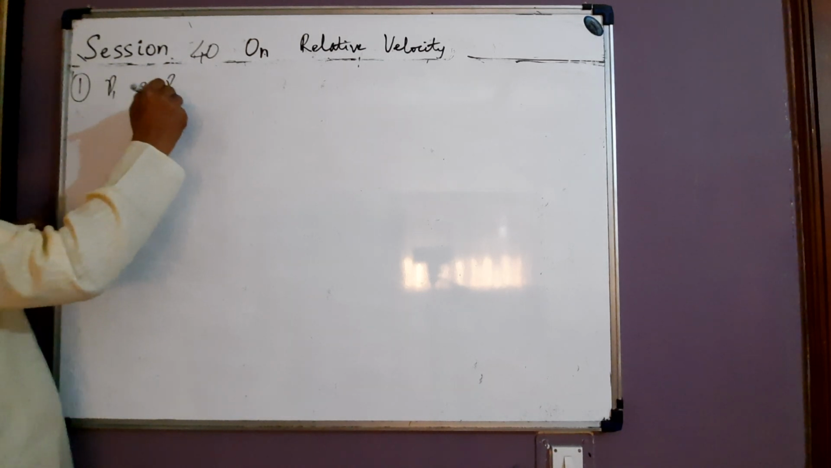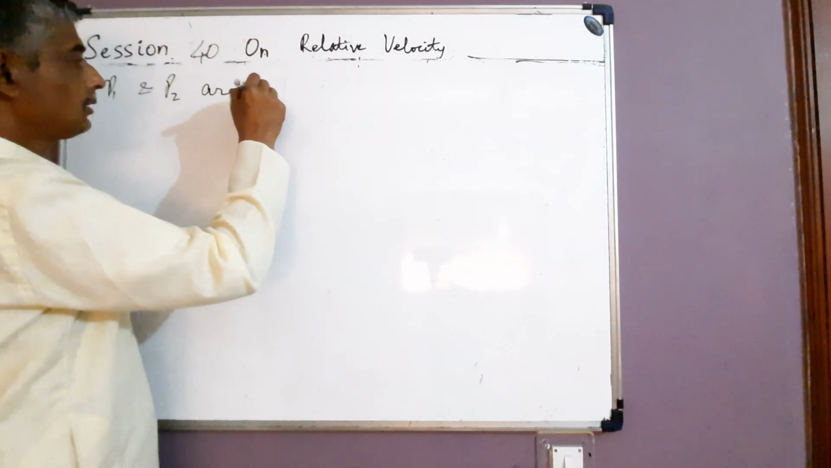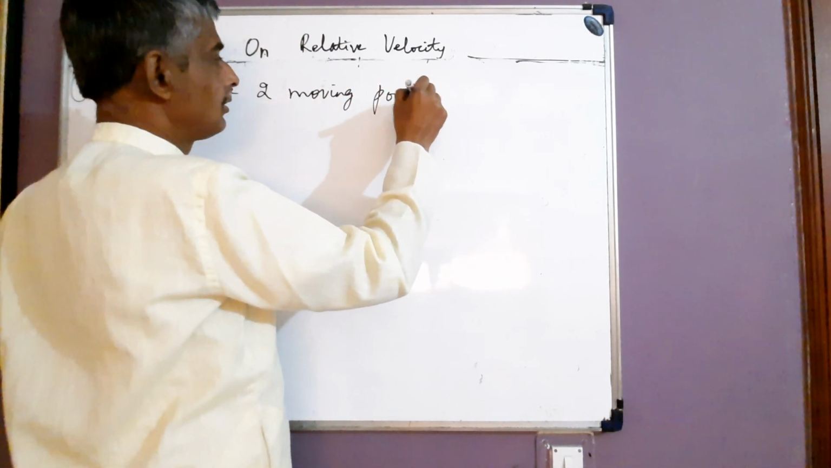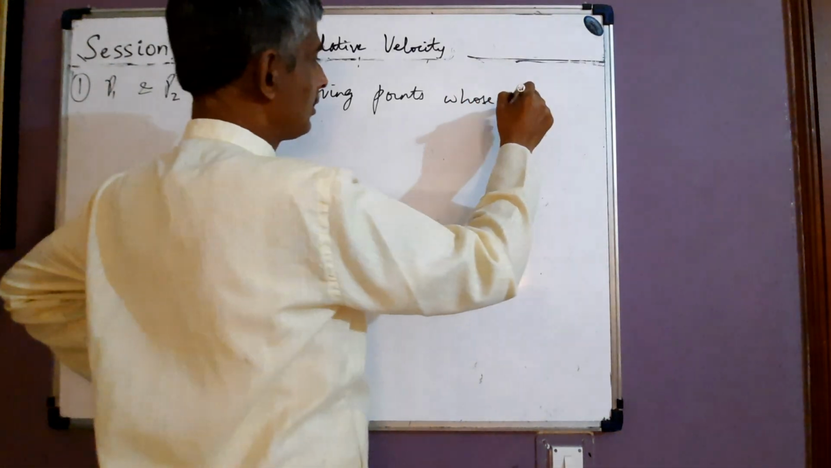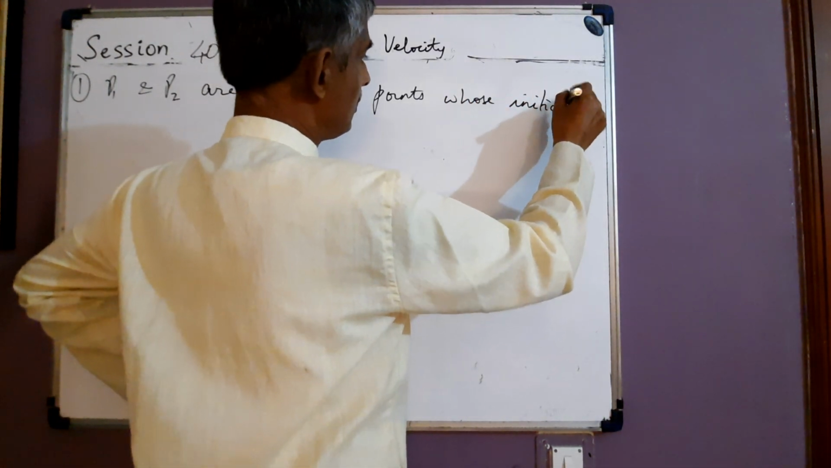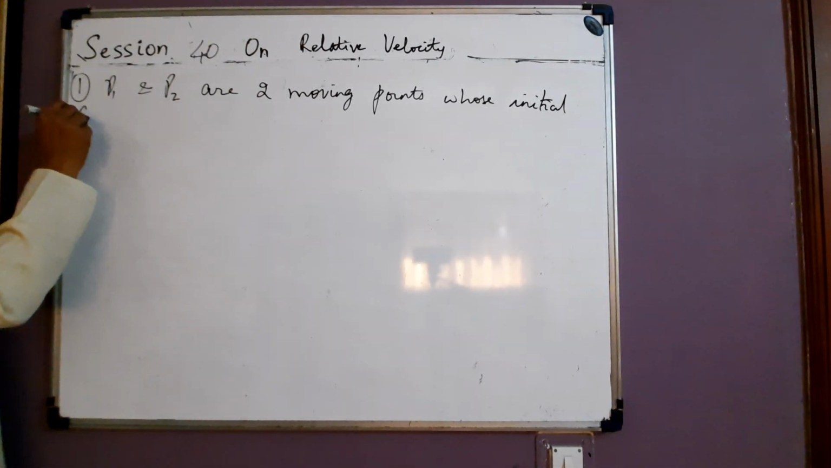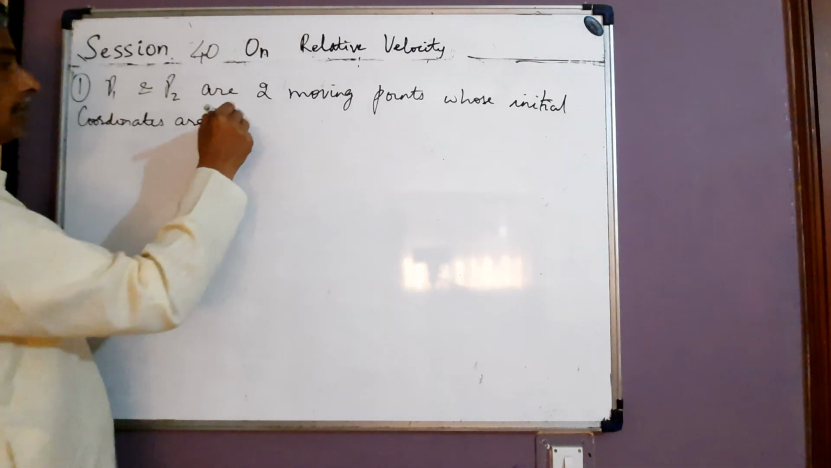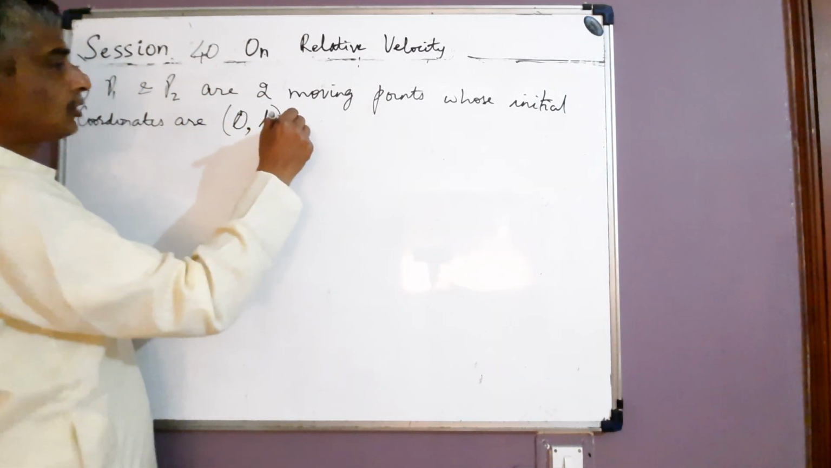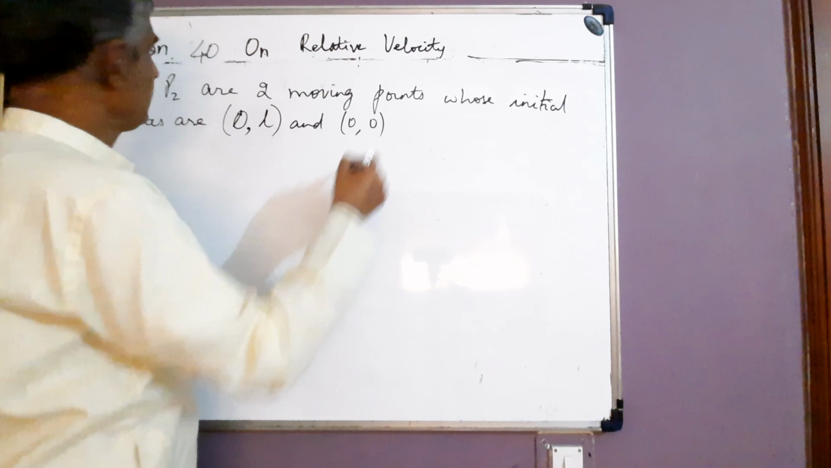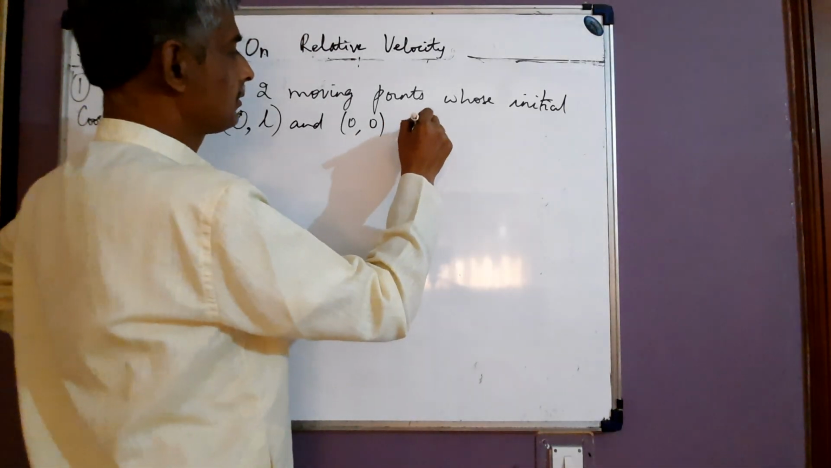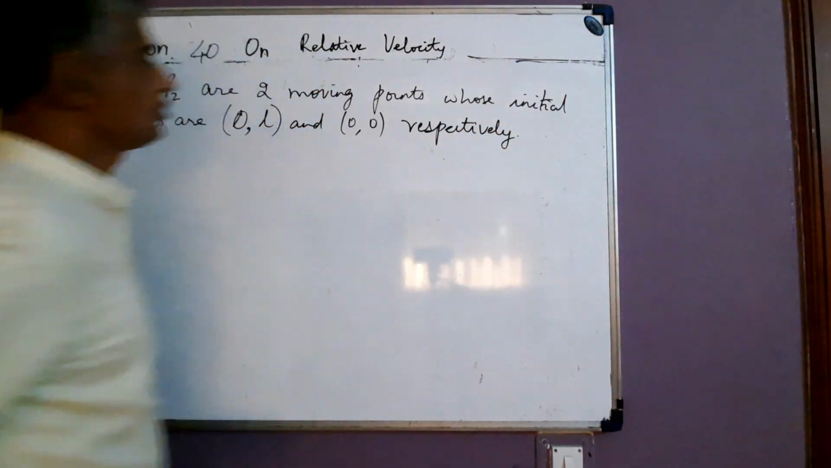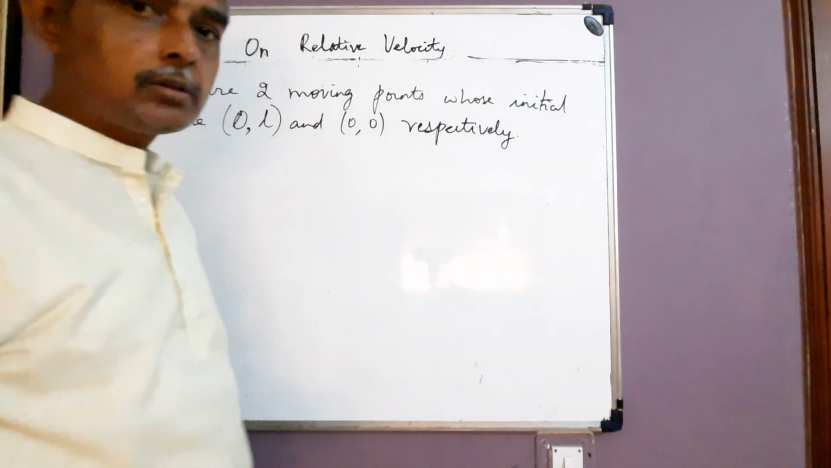P1 and P2 are two moving points whose initial coordinates are 0, L and 0, 0 respectively.